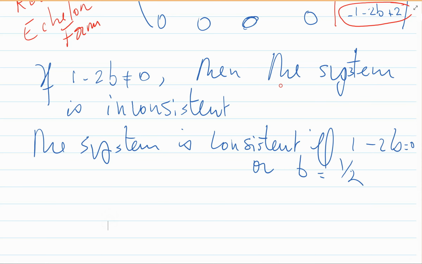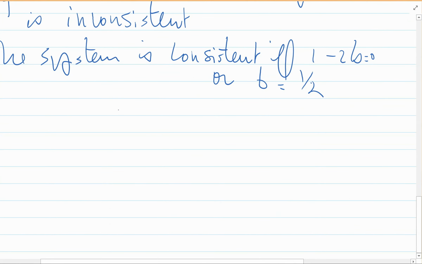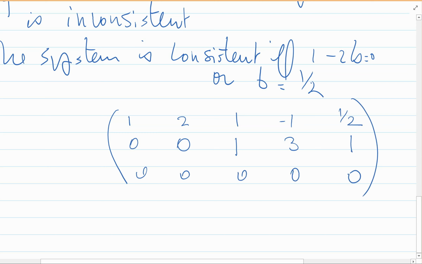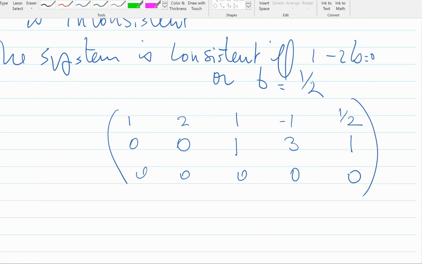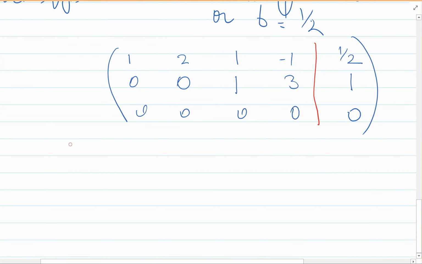So now what is the equation? So let me write down the matrix. So it's going to be 1, 2, 1, minus 1, and b is equal to 1/2. 0, 0, 1, 3, 1, and then 0, 0, 0, 0. Okay? So now we need to solve it.